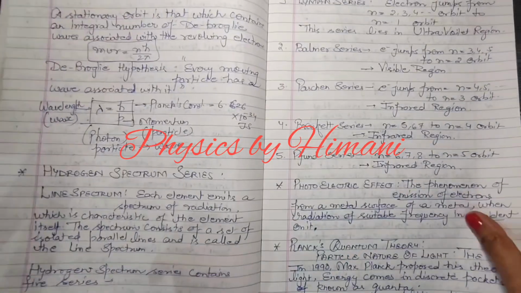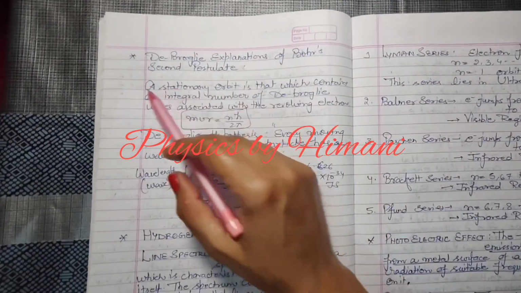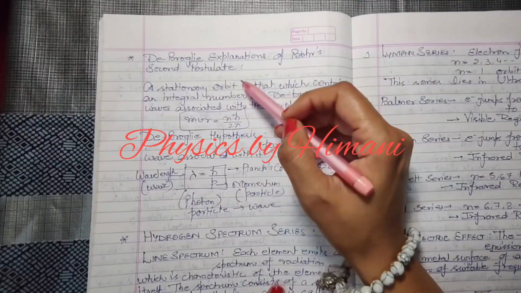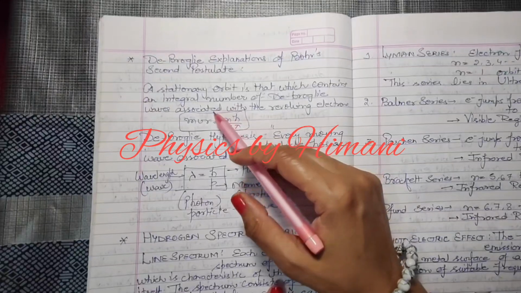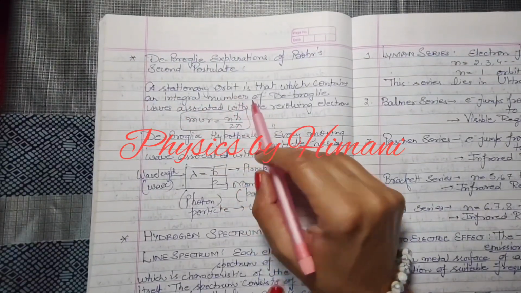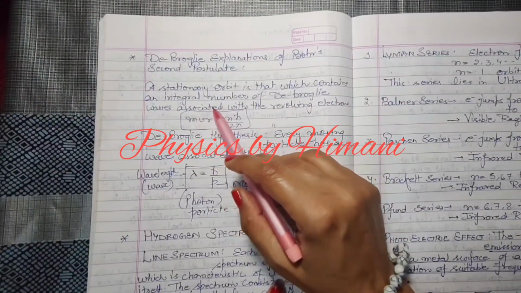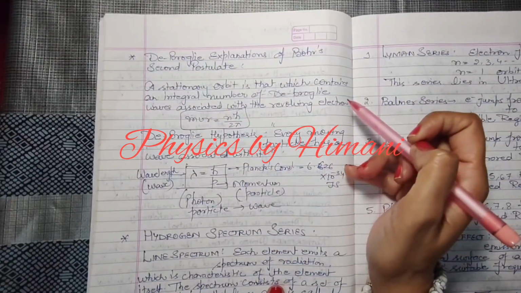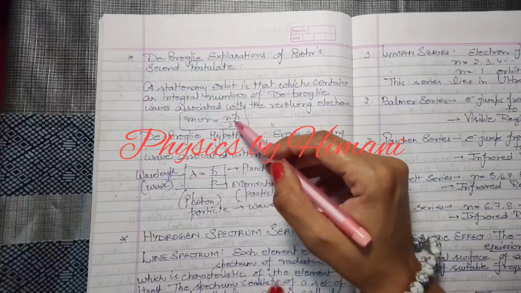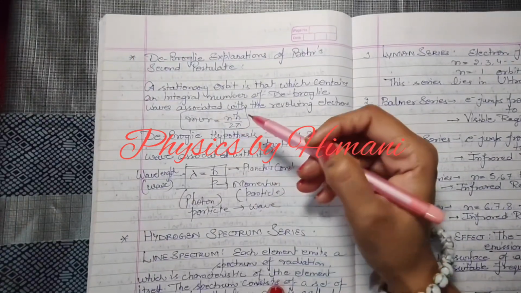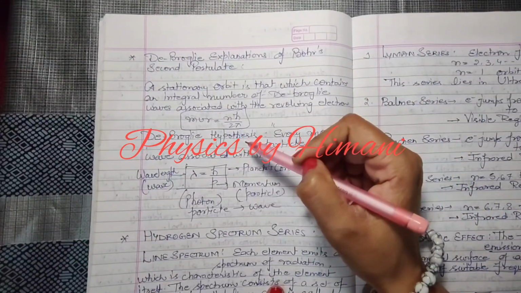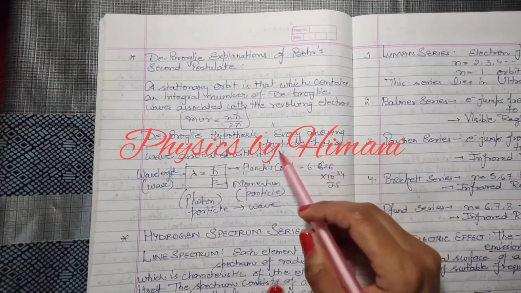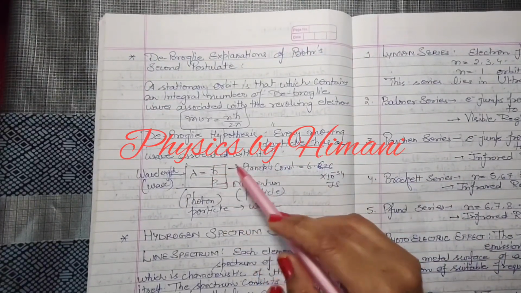Moving ahead, next is de Broglie's explanation of Bohr's second postulate. What does this theorem say? A stationary orbit is one which contains an integral number of de Broglie waves associated with the revolving electron. Formula: mvr is equal to nh upon 2 pi. And what is the de Broglie hypothesis? According to this hypothesis, every moving particle has a wave associated with it.